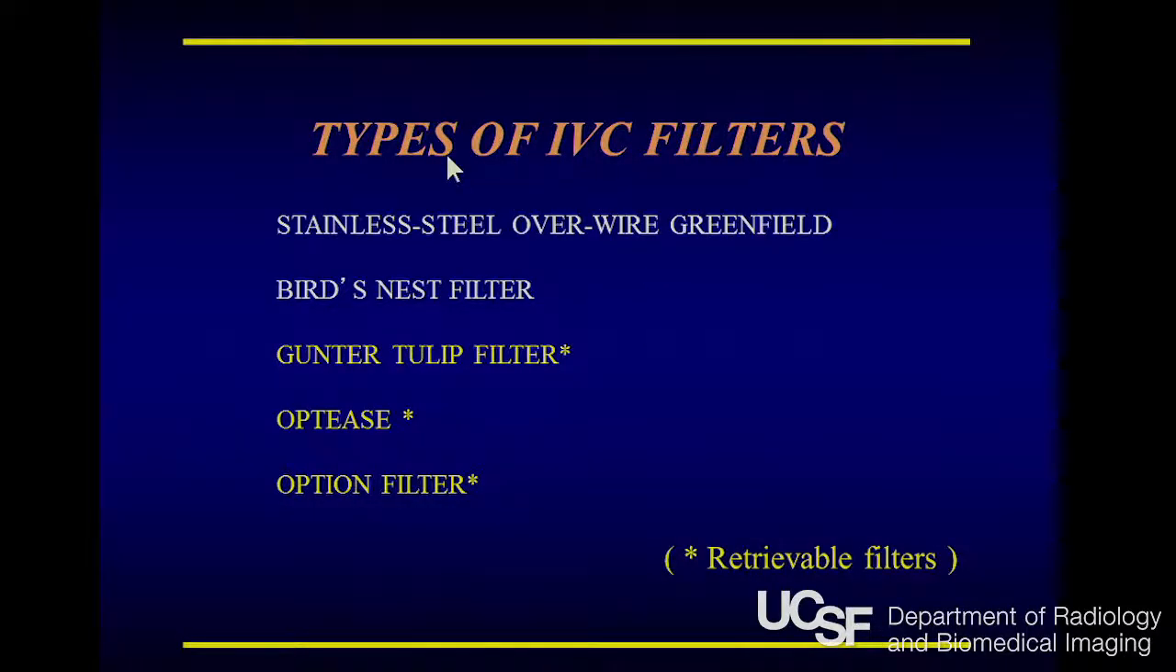So to treat all these patients, different types of filters have been developed, and these are basically the 5 kind of prototypical filters, and we'll discuss each one of these. The stainless steel Greenfield filter, it's one of the early metallic filters, the Greenfield filter, bird's nest filter, Gunther tulip, the Optease, and the Option. And these last 3 filters are retrievable filters.